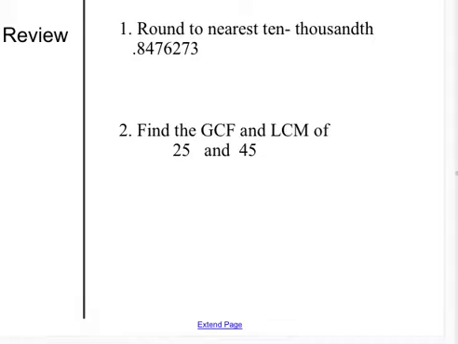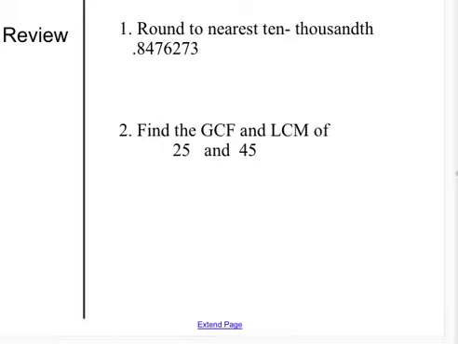Number one, I want you to round this number to the nearest 10 thousandths. Number two, find the greatest common factor and least common multiple of 25 and 45. Stop the video now and do this in your notebook. When you're done, come back and check. All right, let's take a look.